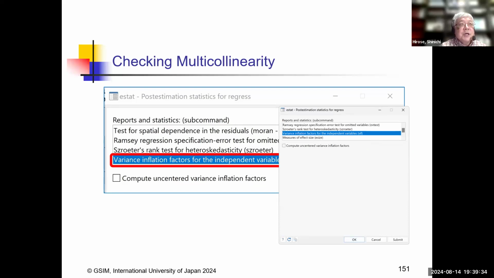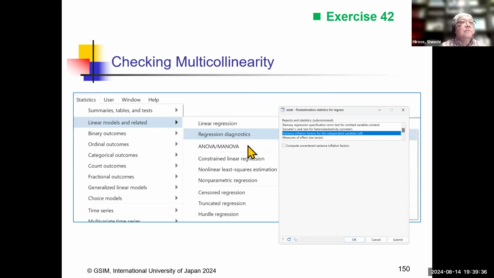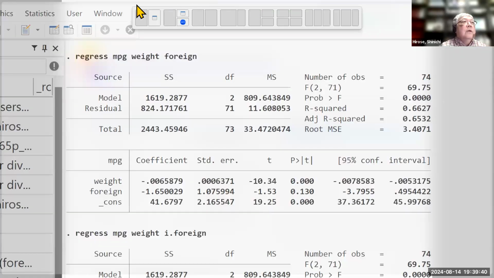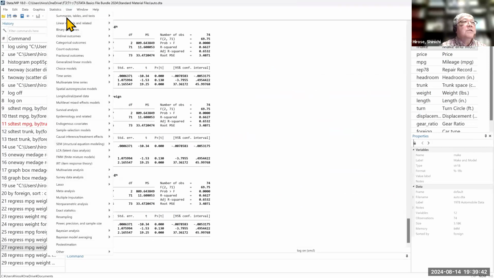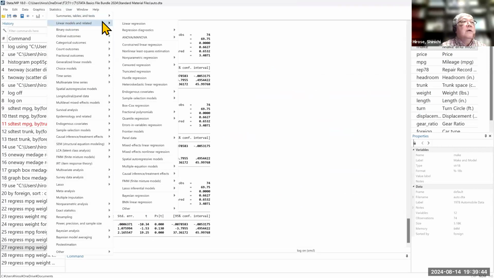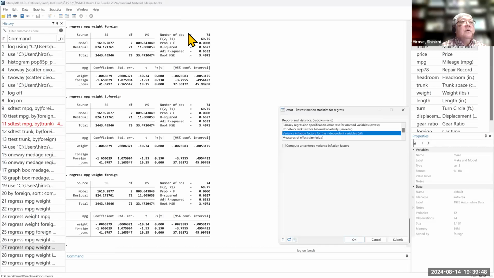So it's your turn. Again, you go to statistics, linear, regression diagnostics, specific tests, and you choose variance inflation factor, VIF. It's your turn.